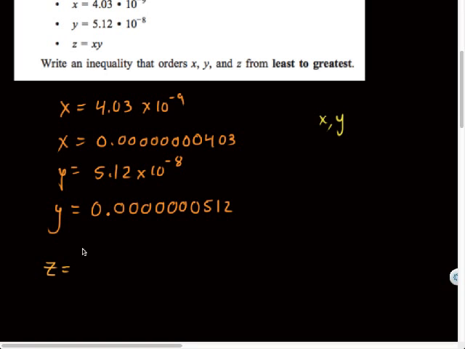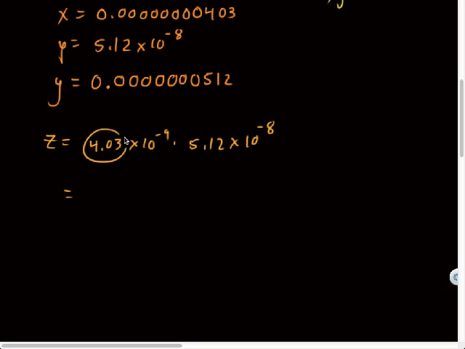All right, z, it said, is the product of x and y. So if I have 4.03 times 10 to the negative 9th multiplied by 5.12 times 10 to the negative 8th, I can multiply 4.03 times 5.12. Because we're dealing with such small numbers, I'm just going to consider that 4 times 5 and get 20. Okay? Times 10 to the... And does anyone know what you do with exponents when you multiply two things of the same base? You add them. So this is times 10 to the negative 17th, oddly enough.